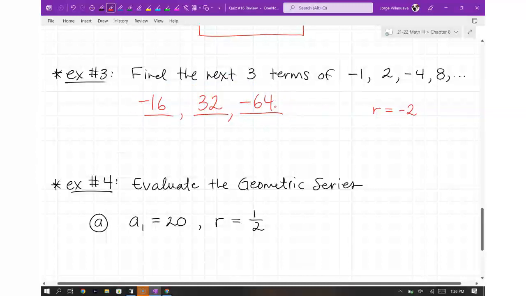I know there's one of these for sure on the quiz, but I don't know if there's 2. I know there's one for sure. There might be two.